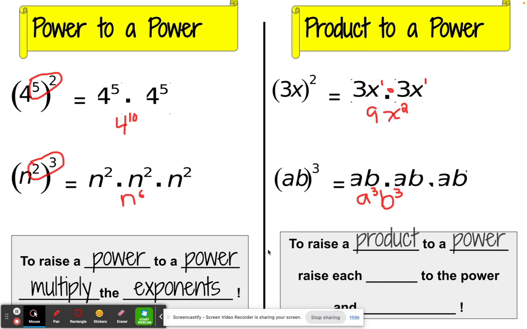So to raise a product, so this is a product, 3 times x. This is a product, a times b. If I raise a product to a power, I have to raise each of these factors to that power. So 3 to the 2nd power, x to the 2nd power, a to the 3rd power, b to the 3rd power. Then I simplify if I can, in which case 3 to the 2nd power is 9.